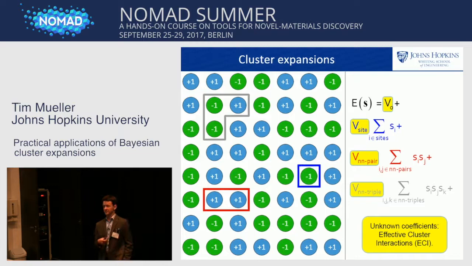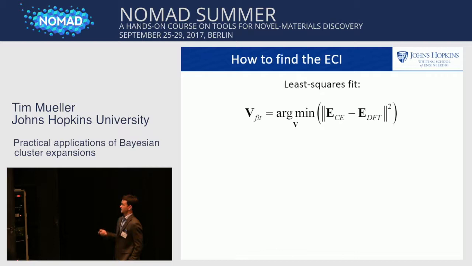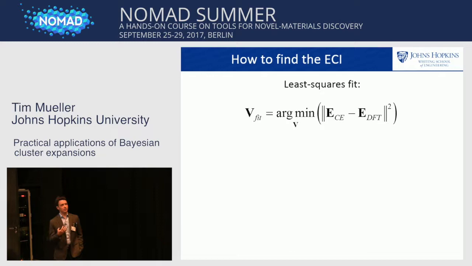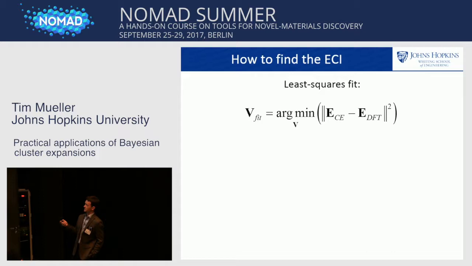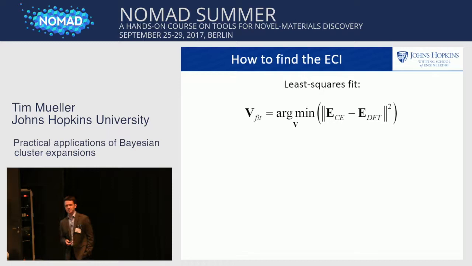Traditionally, people have been using this method for many decades now. The approach that people have used is a least squares fit. The least squares fit is fairly simple, you're probably familiar with it. The idea is you try to find the set of coefficients, or the set of effective cluster interactions, that minimize the sum of the squared differences between the cluster expansion predicted energies and the energies calculated, say, using density functional theory. You could use another method to calculate the energies here. People almost always use density functional theory because it has a good speed-accuracy trade-off. And so that will be our set of cluster expansion ECI.